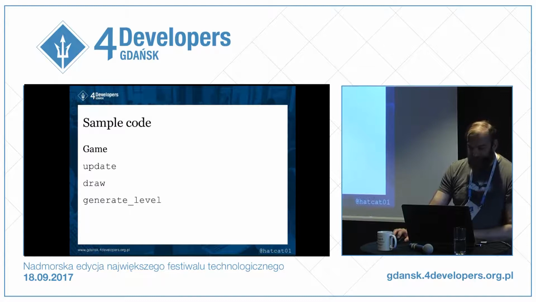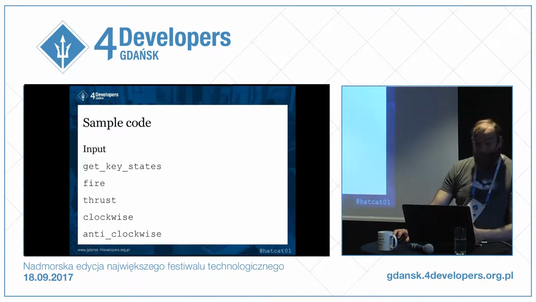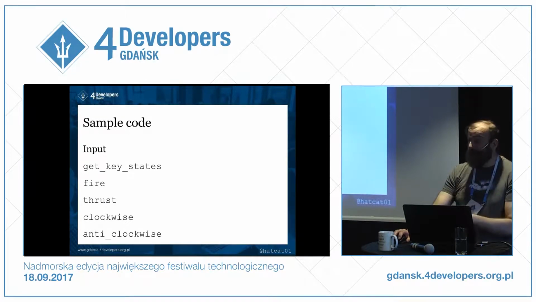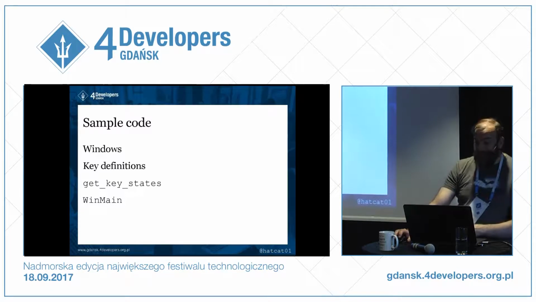Right, it's 20 to 10. Let's consider input. What do we need? We need to get the key states and the individual instructions. Anti-clockwise. Oh, and hyperspace as well. That was in the original game. And finally, we need to worry about our host OS, which is Windows. So we just need to get our key definitions. We need something to get the key states, and we need an entry point.